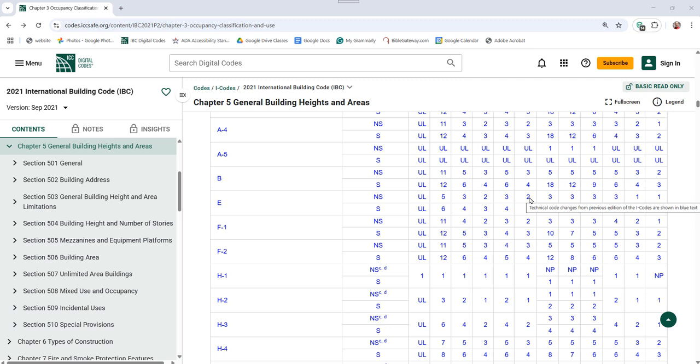So can they use this building for an academy? No, they cannot, because it is non-sprinklered and it's 3 floors. Now, if they make it a type 3A, or if they add sprinklers to the system, then they would be able to do that. So hopefully you understand how we're using these tables. Let's look at the next one.